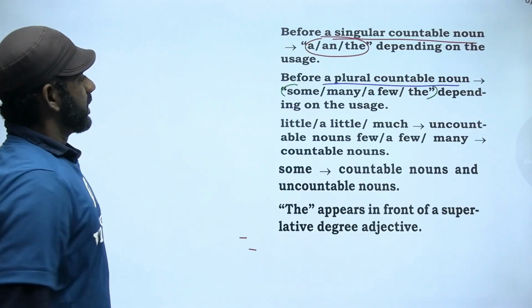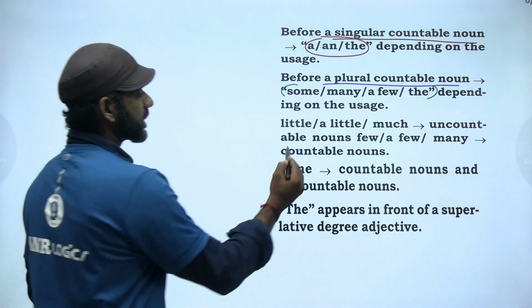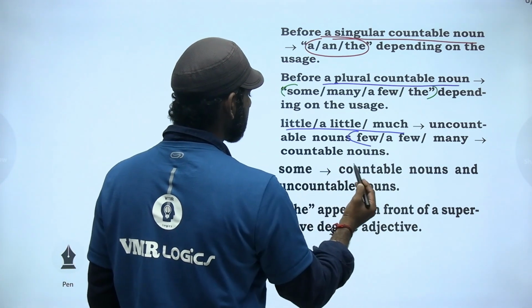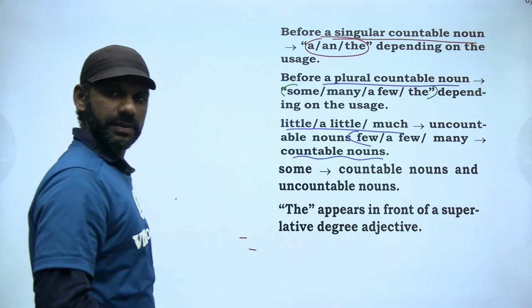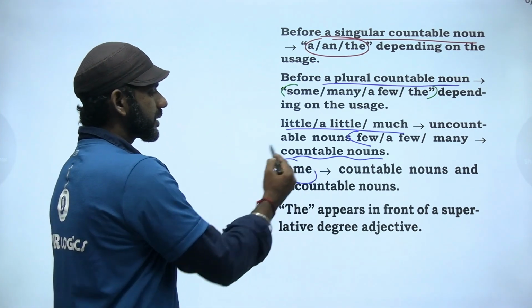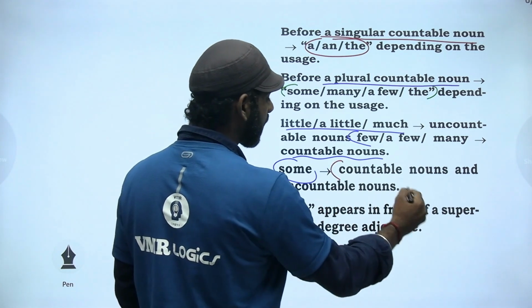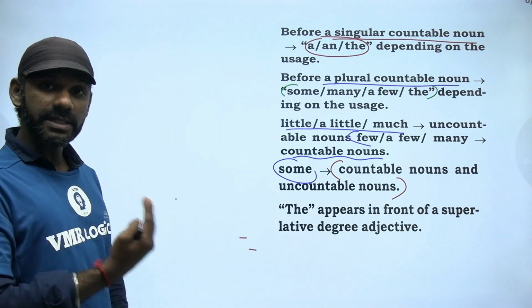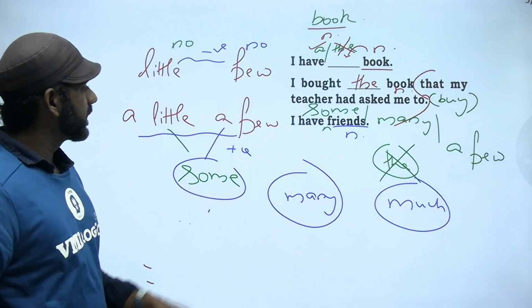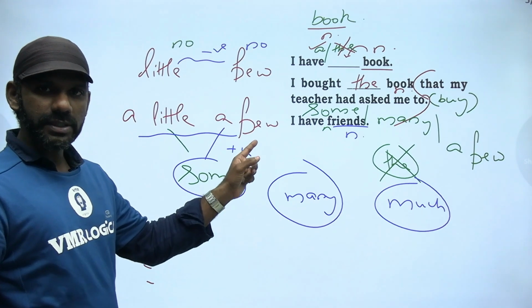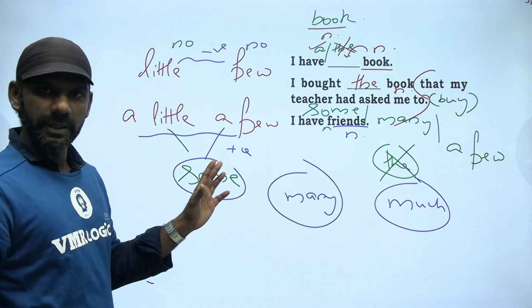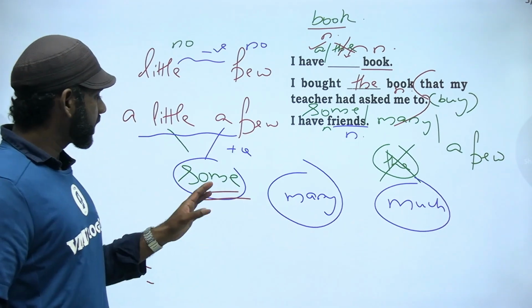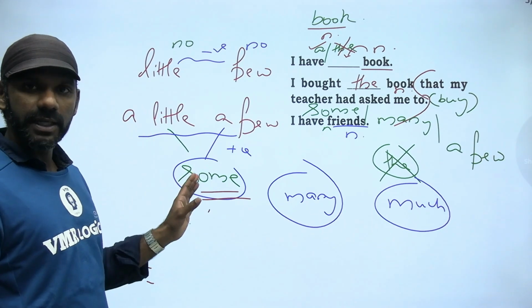Right. So little, a little and much are used with uncountable nouns. Few, a few and many are used with countable nouns. Now some can be used with both countable nouns and uncountable nouns, because, as I said, a few is used with countable nouns, a little is used with uncountable nouns. A few and a little mean the same, some. So some can be used with both countable nouns and uncountable nouns.